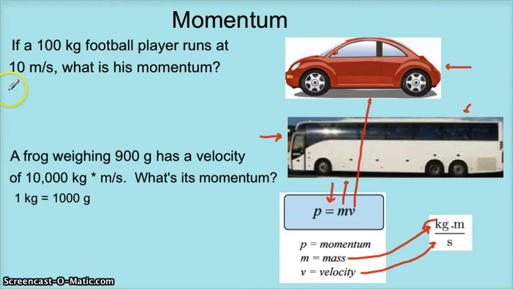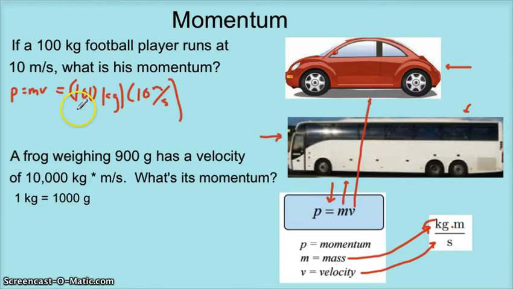If we have a 100 kilogram football player that runs at 10 meters per second, what is his momentum? First thing we need to do is remember the formula. The formula is P equals mv, mass times velocity, which equals, the mass is 100 kilograms, and we will multiply that. You may remember if you put in parentheses, it's the same thing as multiplying. Multiply that times 10 meters per second. And that's exactly what we're looking for, kilograms times meters per second.